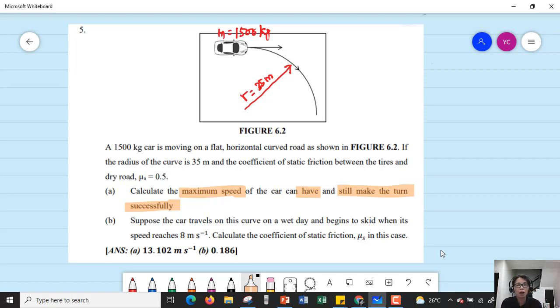So class, kalau kita nak selesaikan masalah ni, pertama kita kena faham dulu untuk sebuah kereta yang berada pada permukaan jalan yang rata dan dia melakukan circular motion. So we have to understand what force is acting on the car, and then what force is providing the centripetal force that enables the car to accelerate towards the center, or enables the car to perform the circular motion.